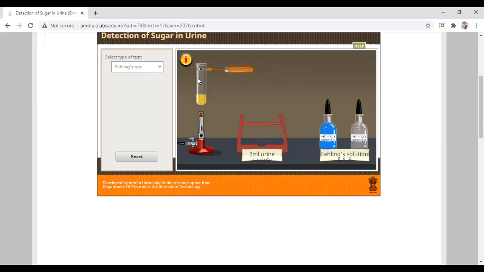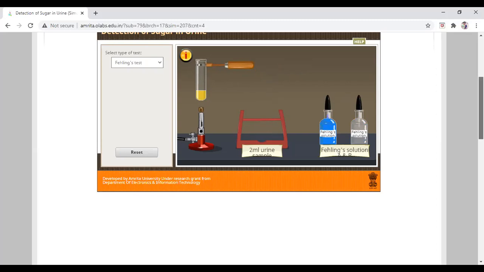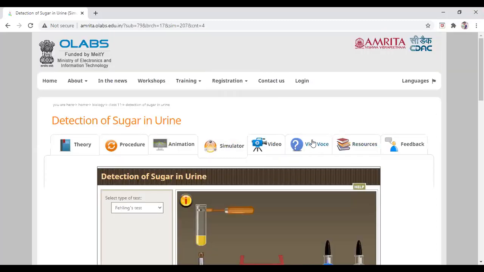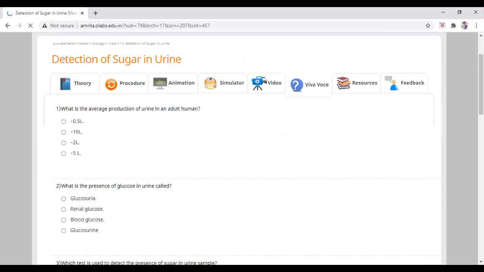We can say that if it is giving us yellow color or the color is changed, that means the urine sample is containing glucose. Okay. So I hope it is clear to you all. Now we'll do the viva voce. So let us see whether you have understood the practical or not. Try to give me the answer.